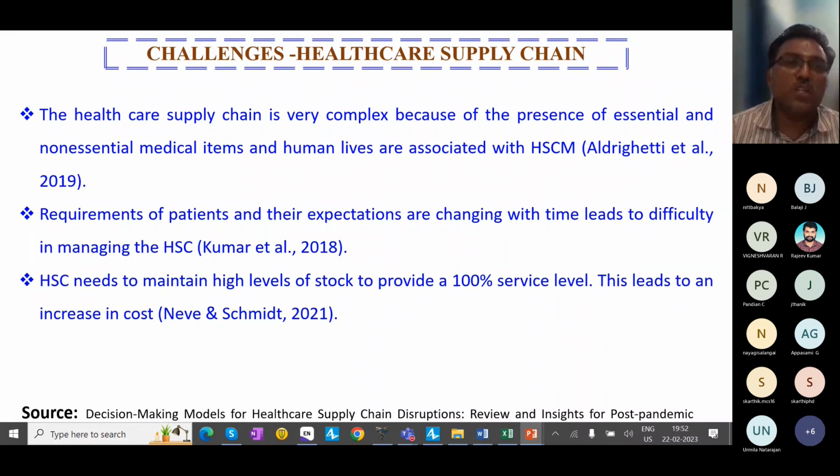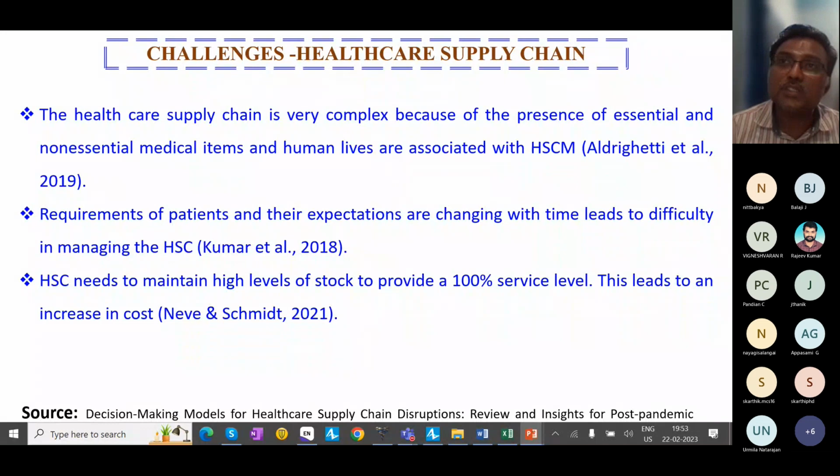Now the question comes: what are the challenges in a supply chain? The healthcare supply chain is really very complex. You have a lot of items. You take medicals: essential items, critical items, non-critical items. And this is again connected with human lives, so they are very critical.